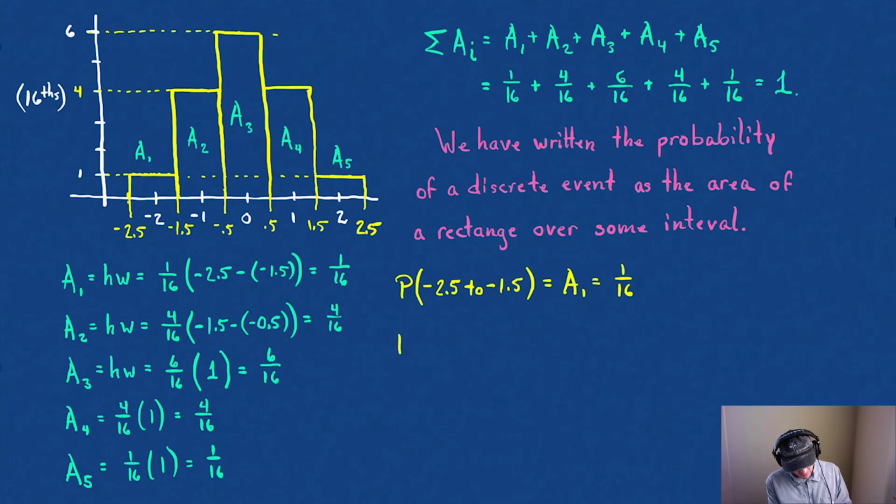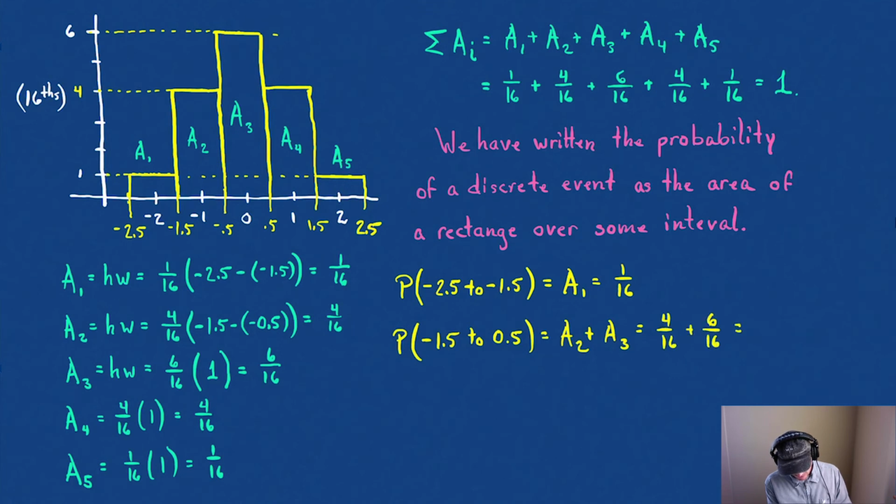I could say the probability of, let's try from -1.5 to 0.5. Well, those are the rectangles of A2 plus A3. So we would add up the 4/16 plus the 6/16. So that would be a probability of 10/16, and you can reduce that if you would like.